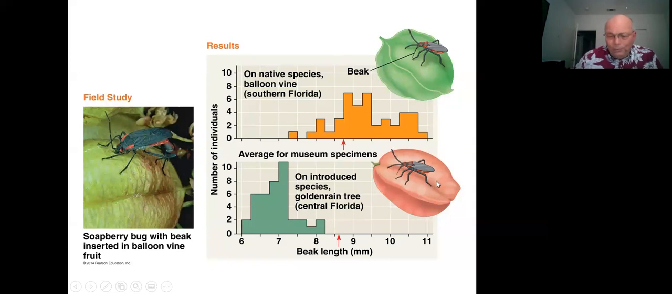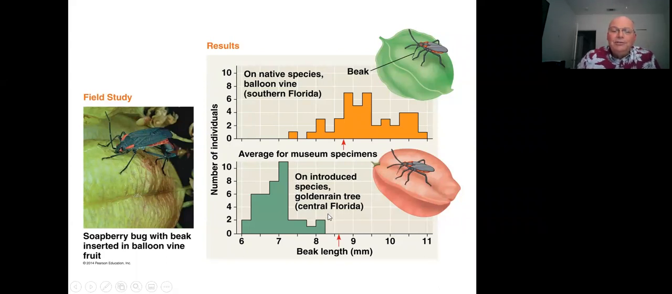As the bugs moved northwards into Central Florida, they accessed a different type of fruit. And as a consequence, the beaks started to change. So here's the average beak length as represented by the specimens in the Natural History Museum. Note that the beak length has got smaller. That's because it's easier for the bugs to penetrate into the fruit. They don't have to go as deep into the fruit to get access to the liquids that they're sucking out of the fruit, so they don't need as long a beak.